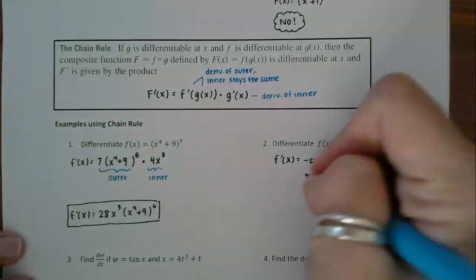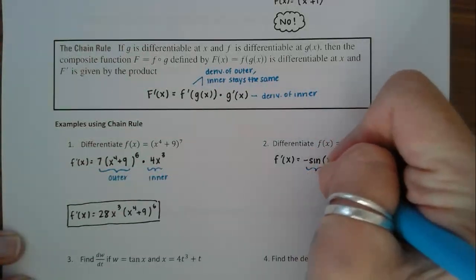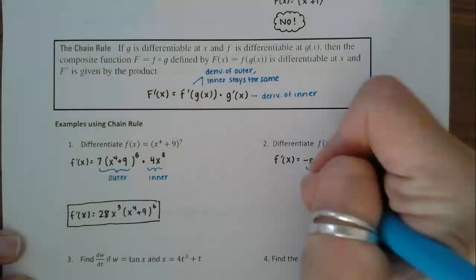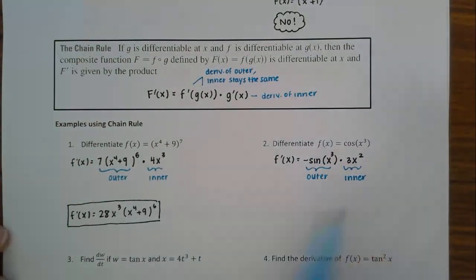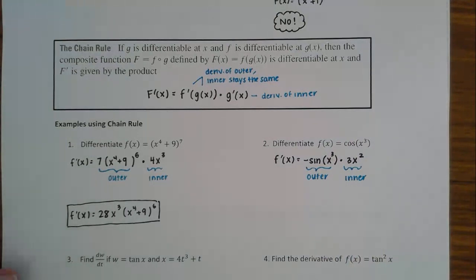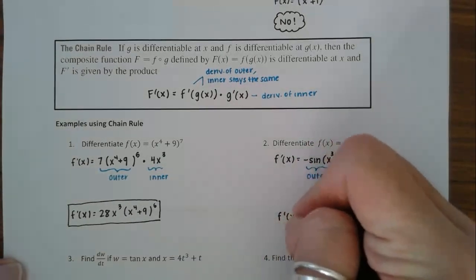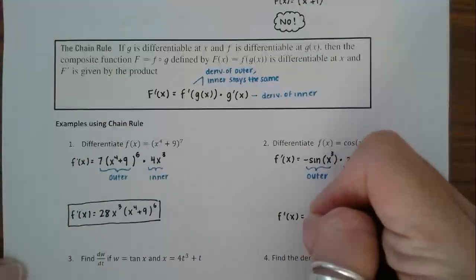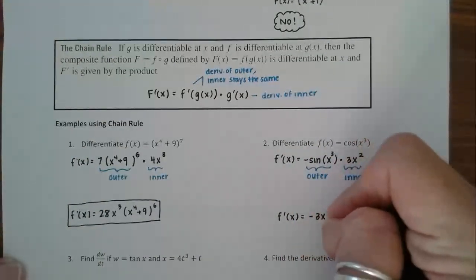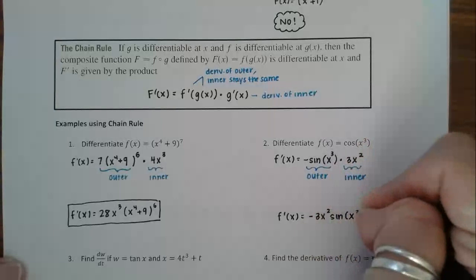So again, here's the derivative of the outer part with the inside stuff staying exactly the same. And here's the derivative of the inner stuff. And again, I'm just going to clean this up a little bit to write it a little bit nicer. So f prime of x is going to be equal to negative 3x squared times sine of x cubed.